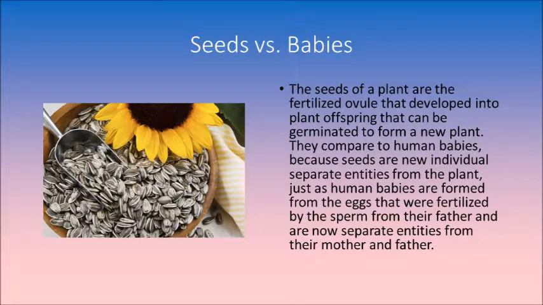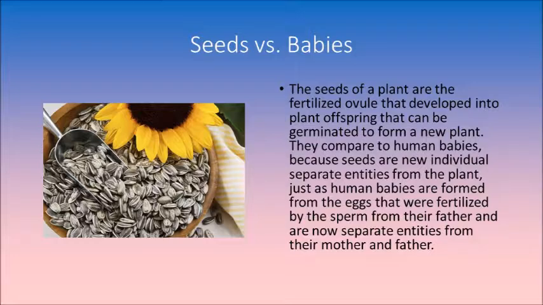Seeds versus babies. The seeds of a plant are the fertilized ovules that develop into plant offspring that can be germinated to form a new plant. They compare to human babies because seeds are new individual separate entities from the plant, just as human babies are formed from the eggs that were fertilized by the sperm from their father and are now separate entities from their mother and father.